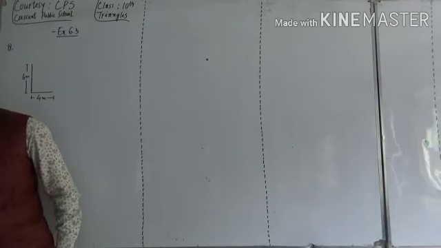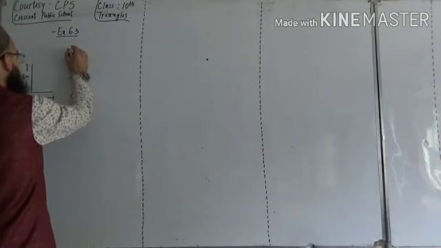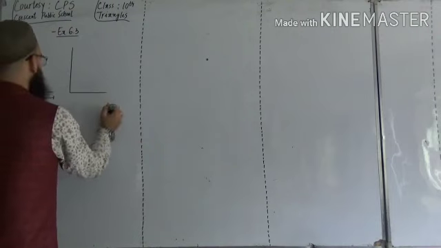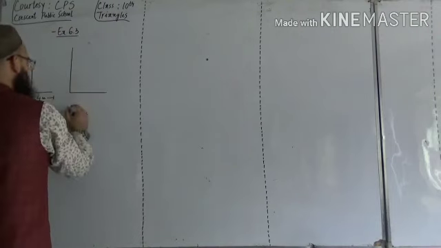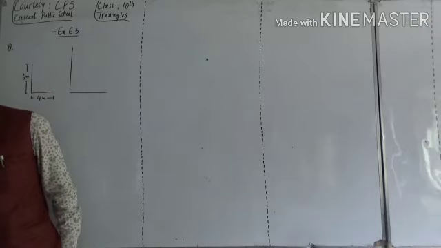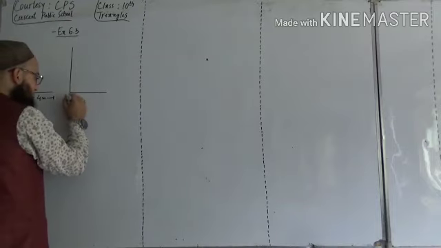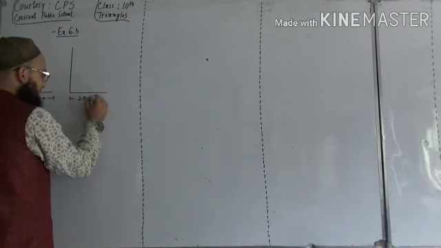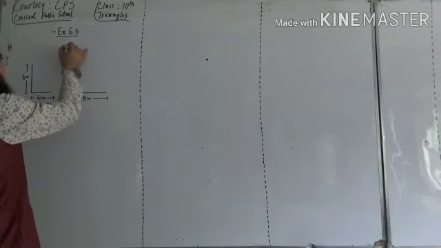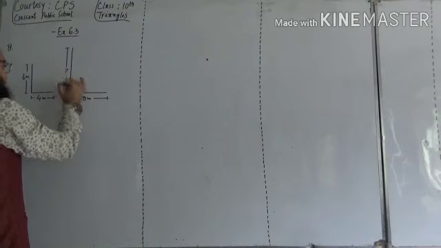And at the same time a tower casts a shadow 28 meters long. Find the height of the tower. You are required to find the height of this tower. You got it?